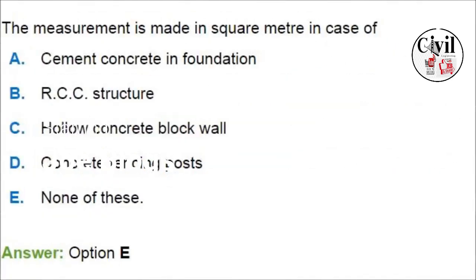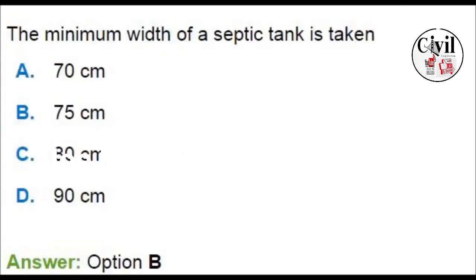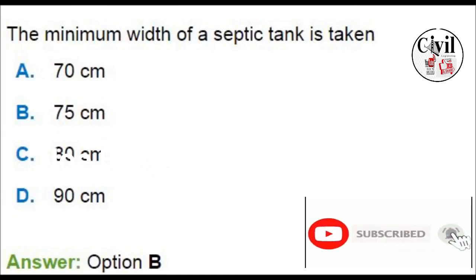Okay, so the measurement is made in square meter in case of cement concrete foundation, RCC structures, hollow concrete block walls, concrete fencing posts, and none of the above. So option E is correct because all these are measured in cubic meter, and none of the above is the correct option. The minimum width of septic tank is taken as 70 centimeter, 75 centimeter, 80 centimeter, and 90 centimeter. So 75 centimeter is the width of the septic tank. So B is the correct answer in our case.